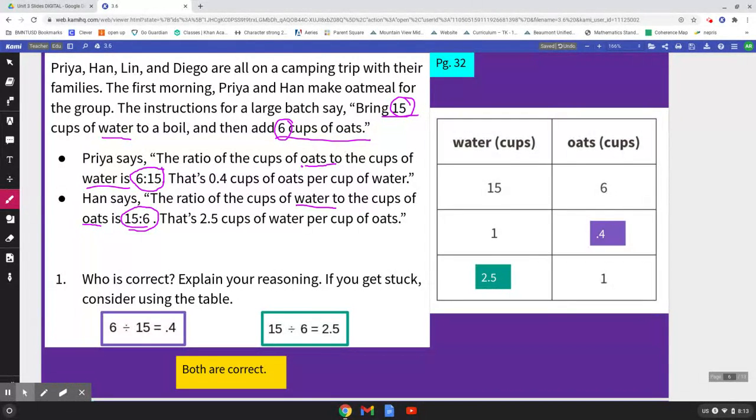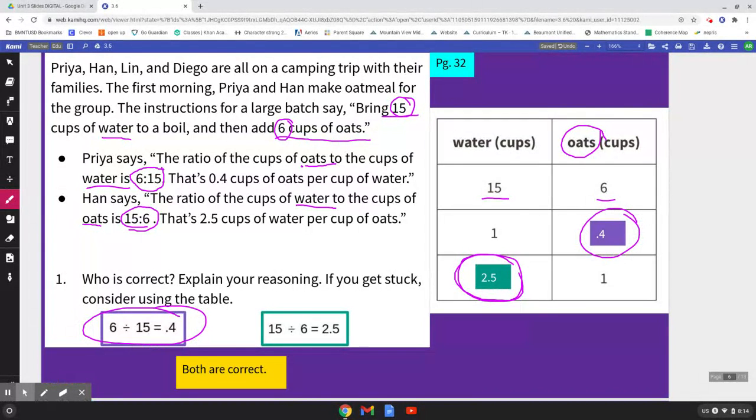So I worked out the chart. And what I did is I first did 15 divided by 6. That's automatically what I do. So I did 15 cups divided by 6 oats. And that gave me this 2.5. Okay. And then what you can do is you could swap it. So what if I want to know the oats? Well, you just divide it the other way. So you would just do 6 divided by 15. And that's how I got this 0.4 that you see.